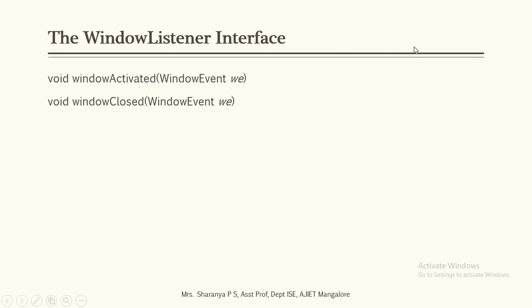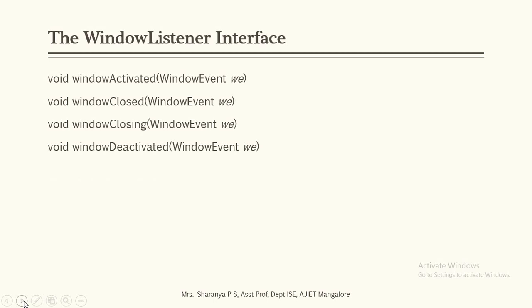When the user clicks on the close button, we are passing the object here. So what is the operation that needs to be performed? Suppose the user clicks on the close button and some other page needs to be opened; in such cases we have to write the code inside this method. This is how we can make use of these methods. Next, windowClosing. Then window event WE is the object, and one more method here, windowDeactivated.